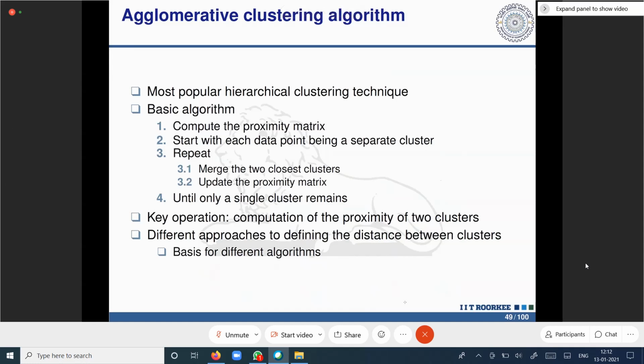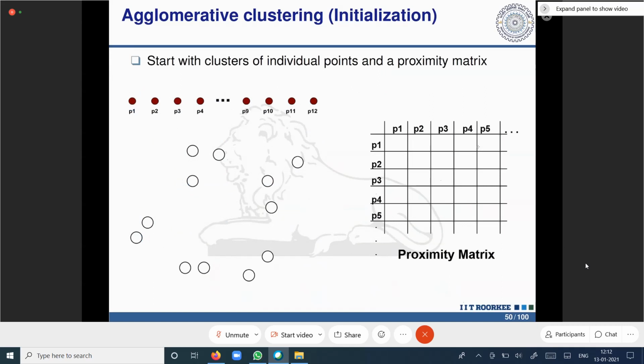The key operation here is the computation of the proximity of two clusters, right? If you have just 2 points, then you can find the distance between them easily, like a Euclidean distance. But let's say you have 2 clusters, then how do we find the distance between 2 clusters? Let's say cluster 1 has 2 points and cluster 2 has 3 points. What is the distance between these 2 clusters? Several approaches have been proposed which define the distance between clusters, and they form the basis for various algorithms.